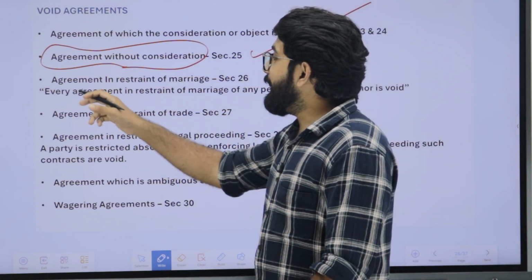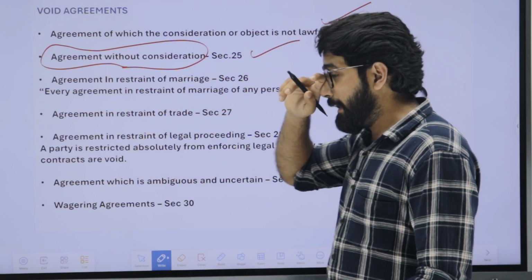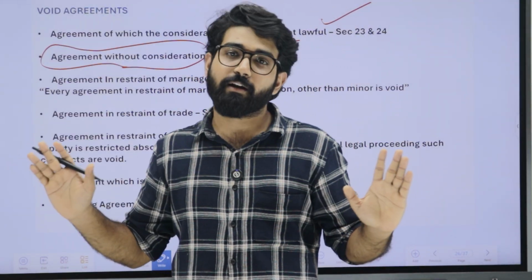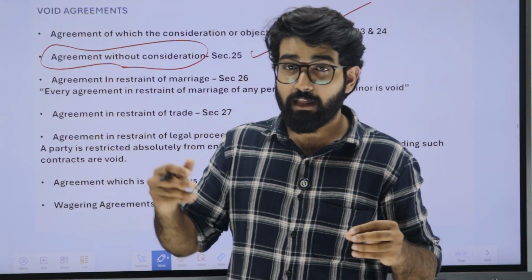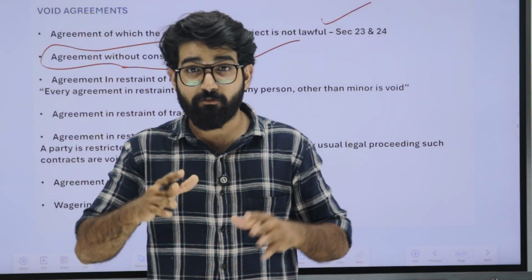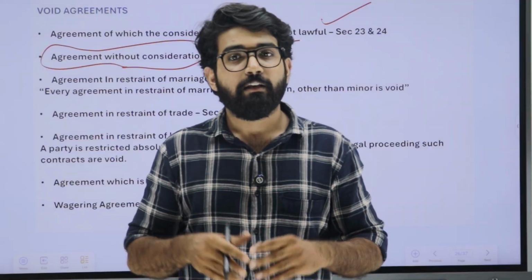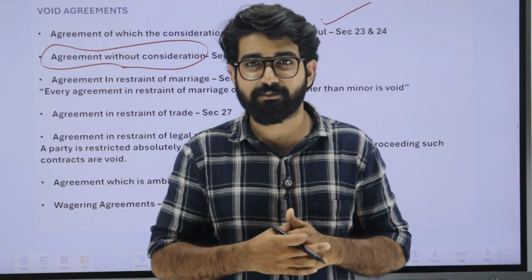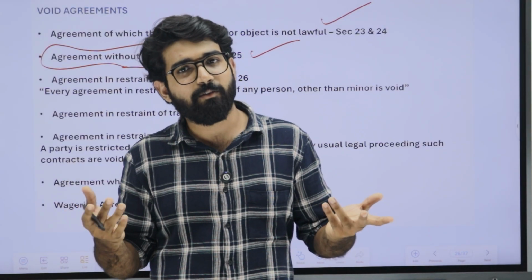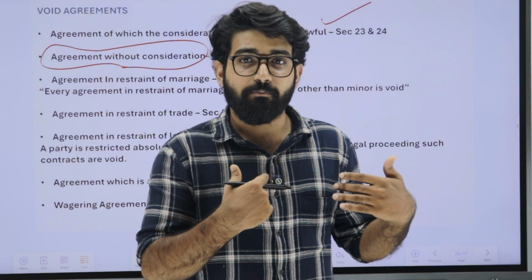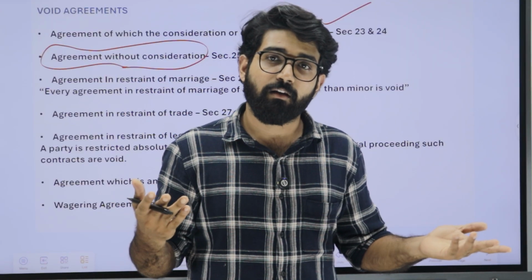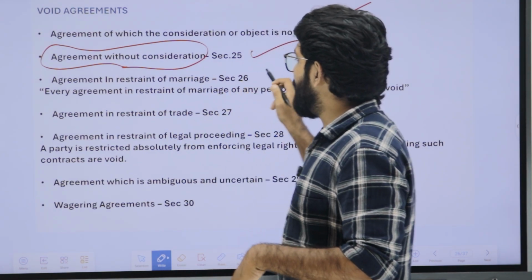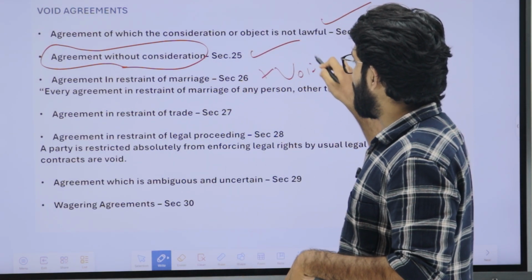Keep that in mind. An agreement in restraint of marriage, an agreement restraining a person from marrying, is a void agreement. Telling someone, I will give you 10 lakhs if you don't marry my daughter. We can take that money from that person and still marry his daughter, because the contract with him, the father, is what? It is a void contract. It is not an enforceable one. So an agreement in restraint of marriage is a void agreement.